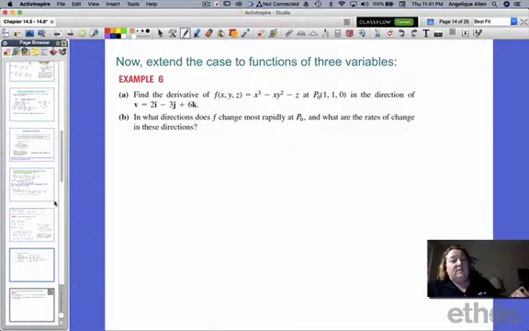Now, we've got to do the same thing for functions of 3 variables. It's not significantly different, but this question is going to make us understand what these mean. Okay, so let's just crunch numbers for the first one. Find the derivative of f at the point 1, 1, 0. So we've got a surface, we've got a point on that surface, 1, 1, 0, and we want to know how fast it's changing in the direction of this v vector.